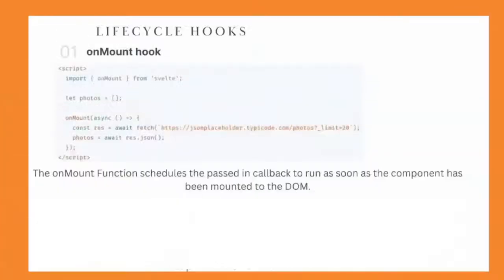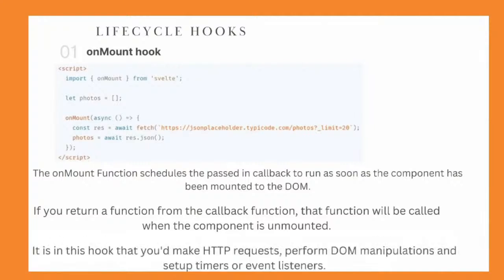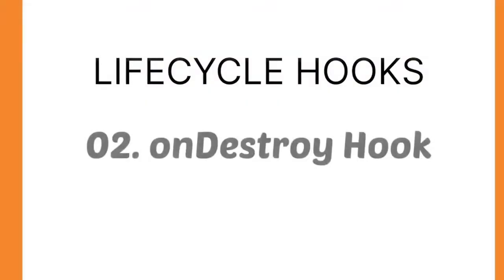The first of the 5 hooks is the onMount hook. The onMount hook schedules the passed-in callback to run as soon as the component has been mounted to the DOM. Also, if you return a function from the callback function, that function will be called when the component is unmounted. The onMount hook is probably the hook which you will use the most in your component. It is in this hook that you would make HTTP requests, perform DOM manipulations, and set up timers or even listeners.